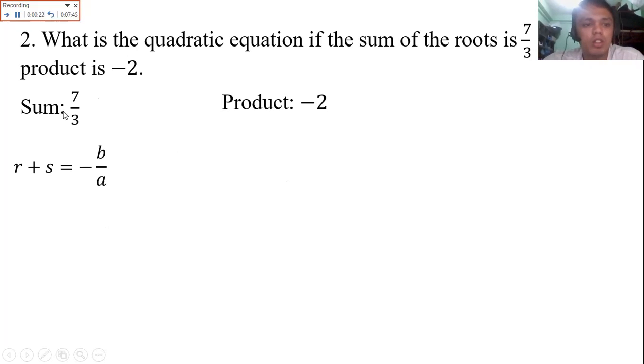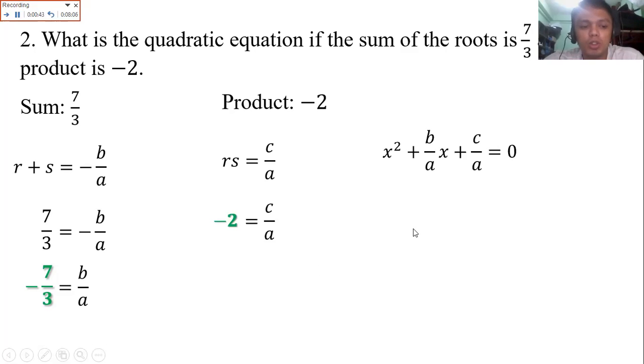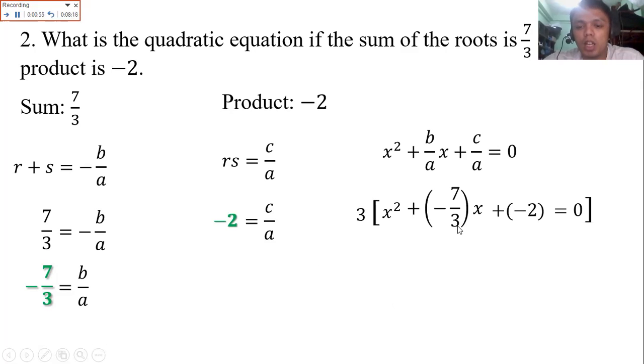Using this formula, substitute: r plus s, 7/3, equal to negative b over a. Multiply both sides by negative 1. So we have negative 7/3 equal to b over a. Then for the product, your rs, nung palitan natin ng negative 2, equal to c over a. Ganun lang. Substitute your b over a to negative 7/3 x plus your c over a is negative 2 equal to 0. Simplify, now multiply both sides by 3 para matanggal si 3 dito.